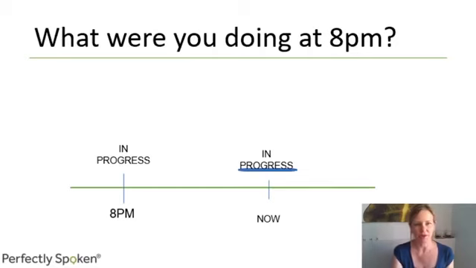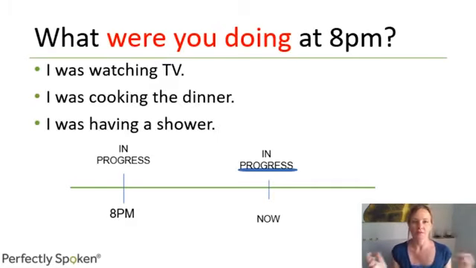So this question is, what were you doing at 8 p.m.? So 8 p.m. is the time, the exact time, and what action was in progress at 8 p.m.? Okay, so if you see here, what were you doing at 8 p.m.? And here are some examples for you. Notice we have the question form here, so the you were gets inversed for the question.